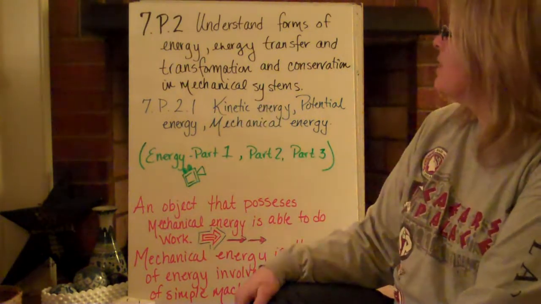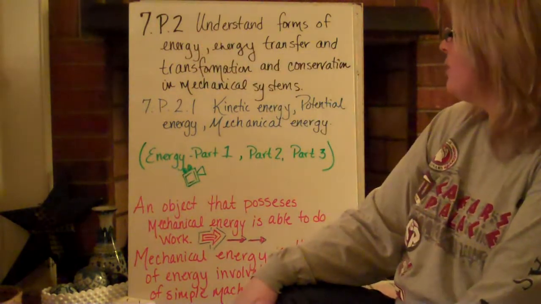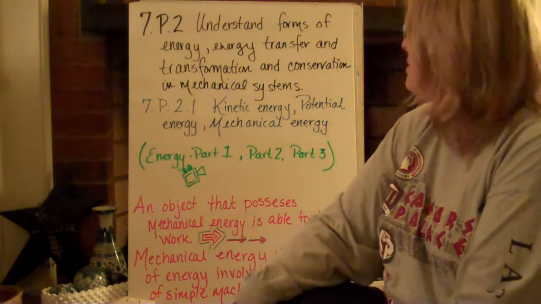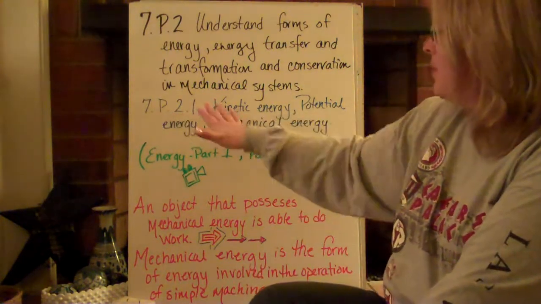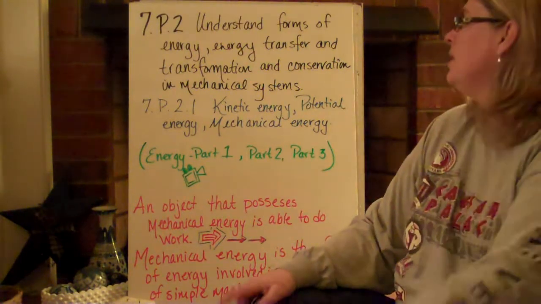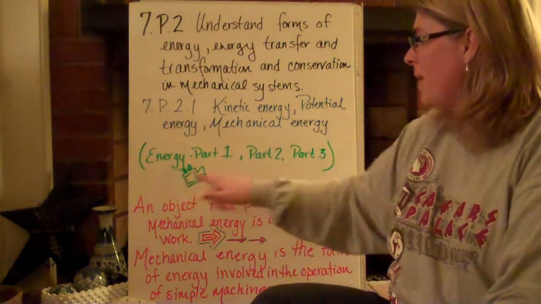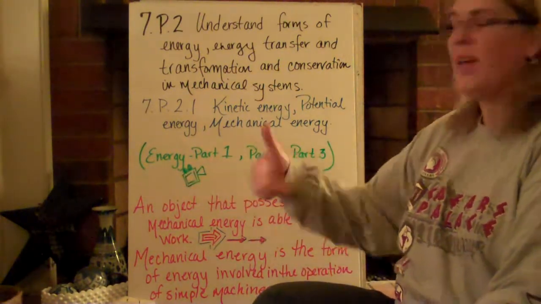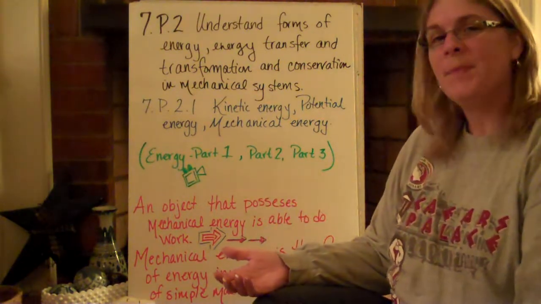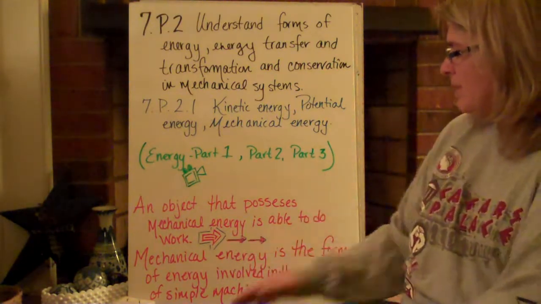The first standard here is 7P2, the overarching one. It says, understand the forms of energy, energy transfer and transformation, and the conservation in mechanical systems. So the first one, the blue here, says 7P.2.1, kinetic energy, potential energy, and mechanical energy. We've talked about those. Again, you can go back to previous videos, energy part 1, 2, and 3. Remember, part 2 and 3 were actually cartoon clips that I had pulled that you could look at. But I want to make sure that this is explicit.